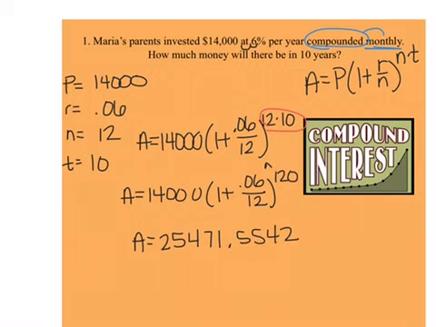25,471.5542. So now this is asking us for money. So when we talk about money, we round to the 2 decimal places afterwards. So if I do that, I'm going to get $25,471.55.